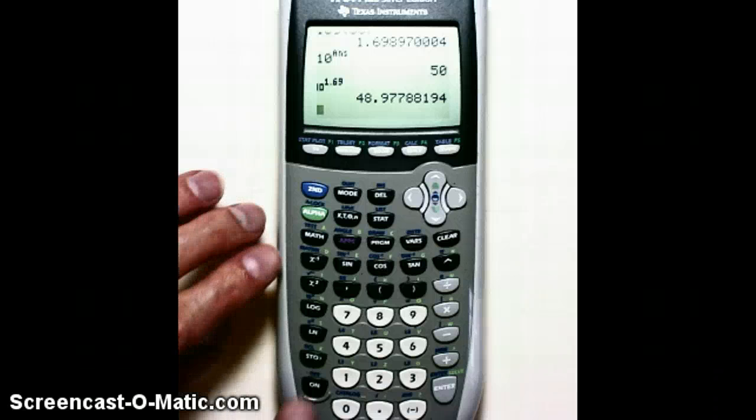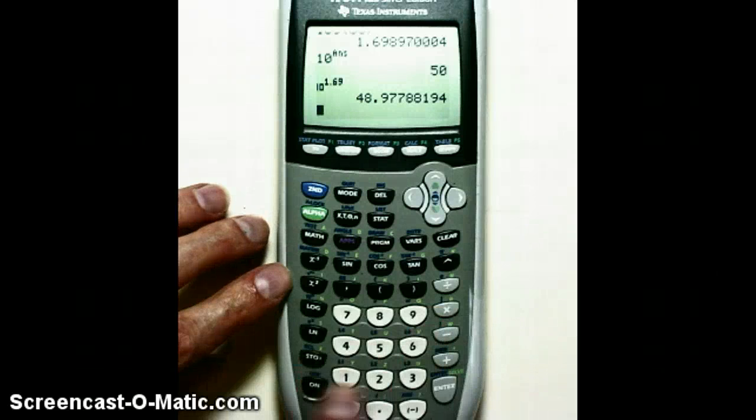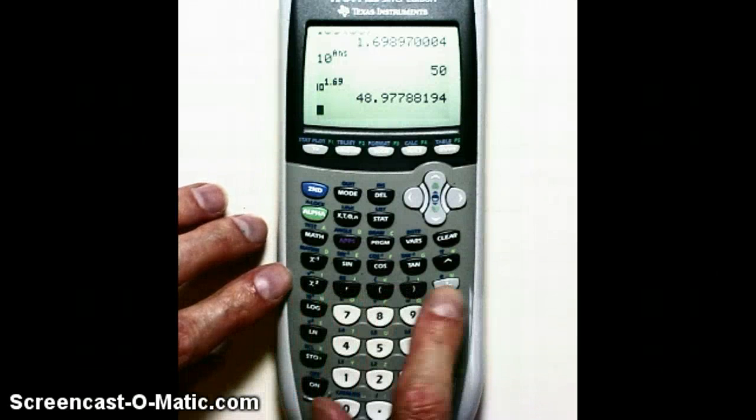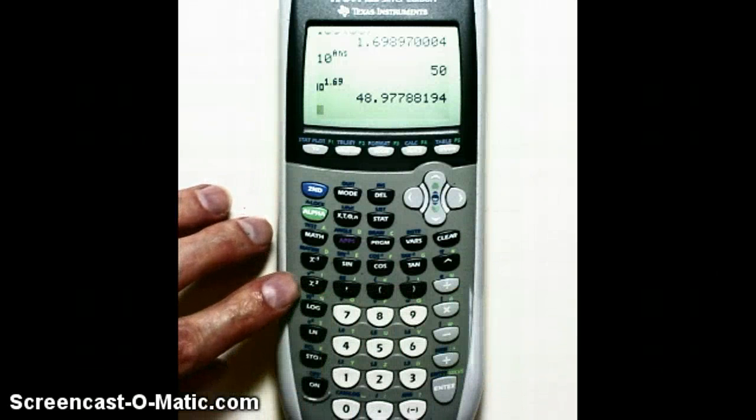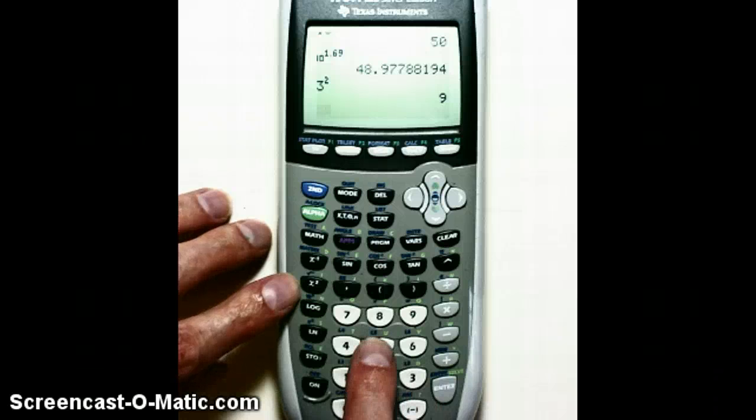All right, so we're right here. Okay, there's our log. Now, we took care of these keys. Let's go and talk about this row of keys right here. Whenever I want to square something, I just hit 3 squared. Isn't that neat? And then hit enter. That's very interesting.